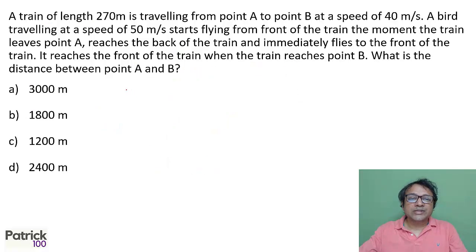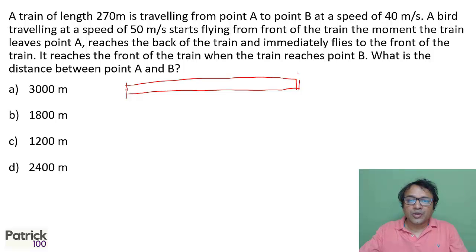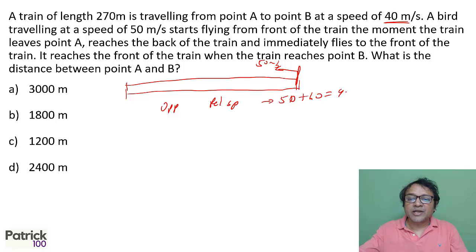A train of length 270 meters is traveling from point A to point B. A bird traveling at a speed of 50 meters per second starts flying from the front of the train. So let's say this is a train. The bird starts flying from the front of the train at 50 meters per second, and the train speed is 40 meters per second. When the bird is going from front to back, the train and the bird are going in opposite directions. So the relative speed becomes 50 plus 40, which is 90 meters per second.